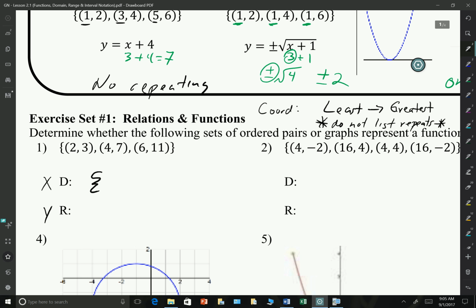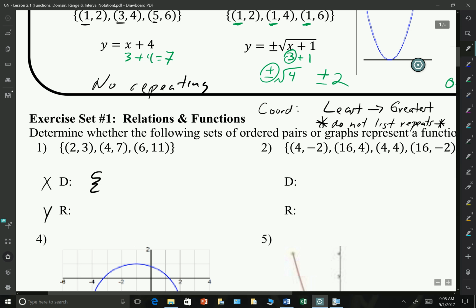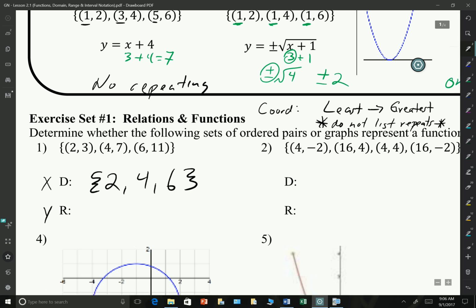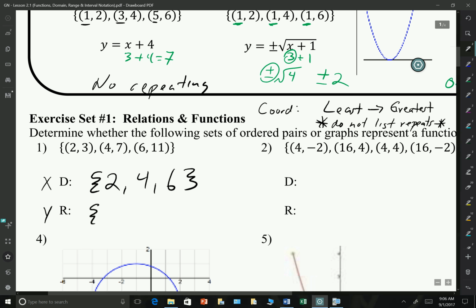So what are your X values? 2, 4, and 6. This is called a brace. If you cannot draw a brace, do a parentheses and then kind of trace out a triangle. And you kind of see a brace. Then you start to practice it more and more and you get a brace down. Brace tells you sets of numbers. What's your range? And don't always copy down in the order they appear. It just so happens the order they appear is least to greatest, doesn't it?